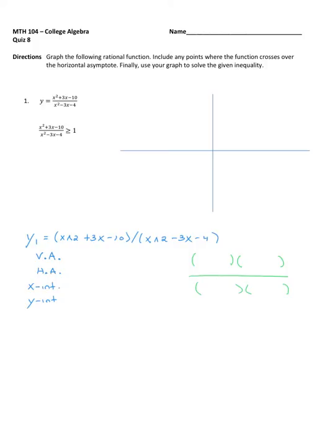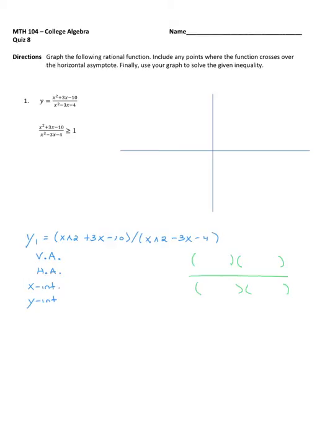The goal of this problem is to solve this inequality after we get an accurate sketch of this rational function. So to start with, I put this thing into my graphing calculator, and I'm going to try to find these four things. So to start with, it was useful to take the original equation and factor it apart, so I say we start there.